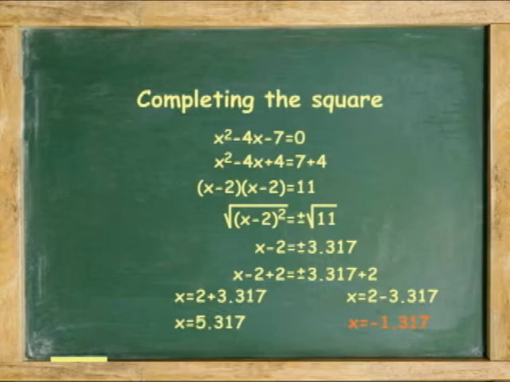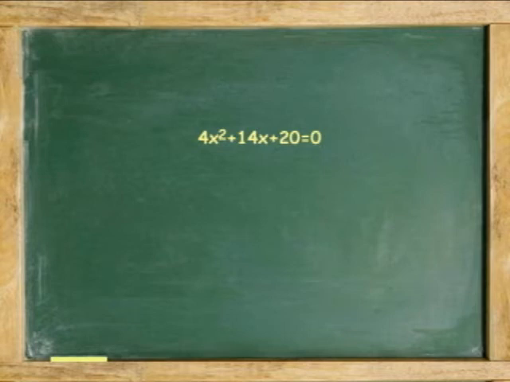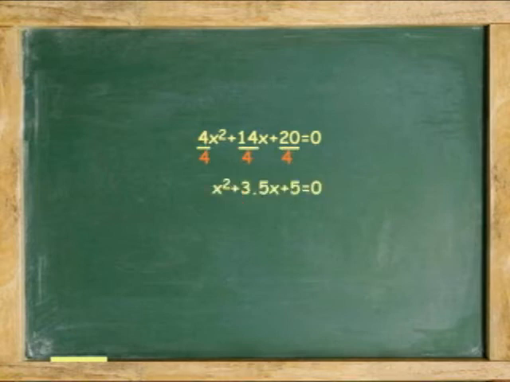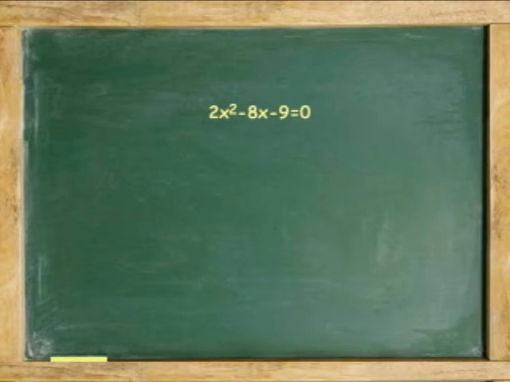-1.317. Now, if the quadratic has a leading coefficient greater than 1, divide the whole equation by the leading coefficient to reduce the leading coefficient to 1. For example, solve 2x squared minus 8x minus 9 equals 0. Dividing the whole equation by 2, you get x squared minus 4x minus 4.5 equals 0.